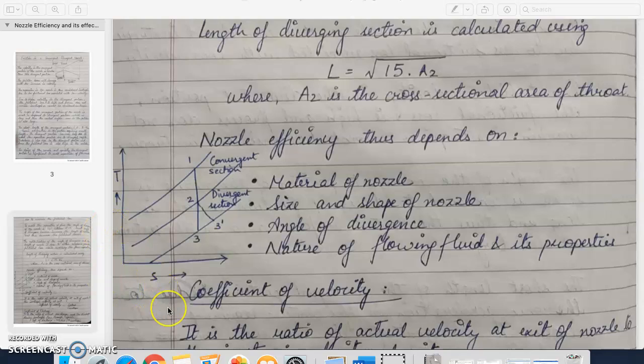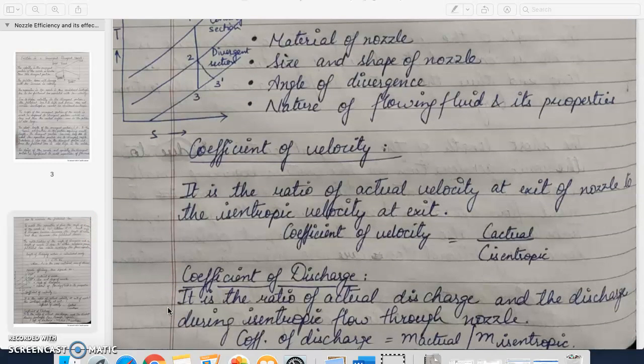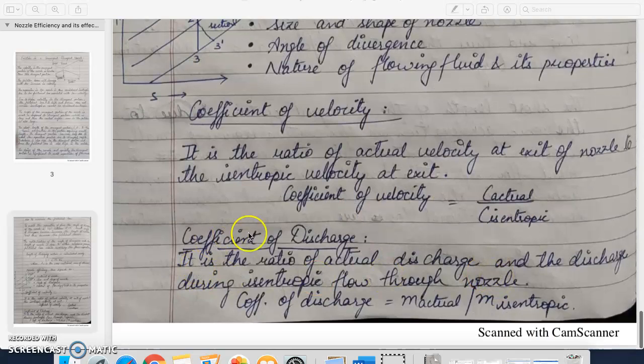Now we'll discuss two different factors which are very important when we do the numericals. First is the coefficient of velocity, which is the ratio of actual velocity to the isentropic velocity at the exit of the nozzle. So it is C actual upon C isentropic. Second is the coefficient of discharge, which is the ratio of actual discharge, that is in the case of friction, to the ideal discharge. Ideal means the discharge when the flow is isentropic. So coefficient of discharge will be m actual upon m isentropic.